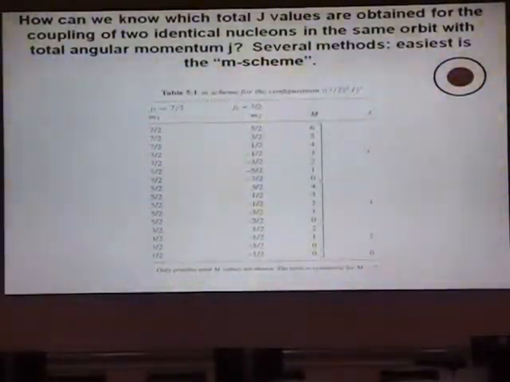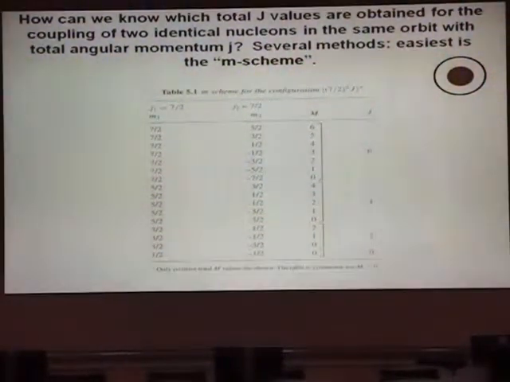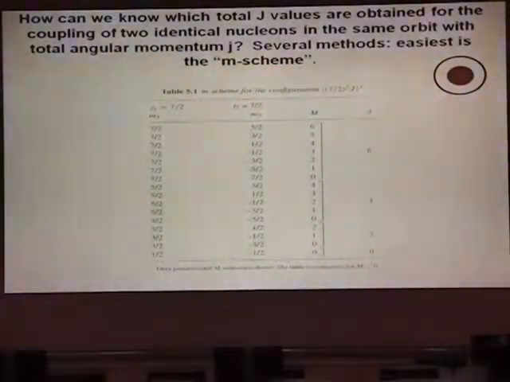So now I go to the 5 halves. I can do 5 halves and 7 halves, but I've already got that, and these are indistinguishable identical particles, so that's the same state. I can't do 5 halves and 5 halves because of the Pauli principle, but I can do 5 halves and 3 halves, 5 halves and 1 half, 5 halves and minus 1 half, 5 halves and minus 3 halves, 5 halves and minus 5 halves, and I can do 5 halves and minus 7 halves. I don't write that, and I'll tell you why in a second.